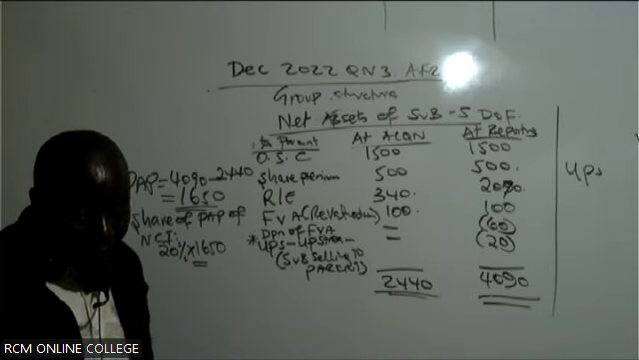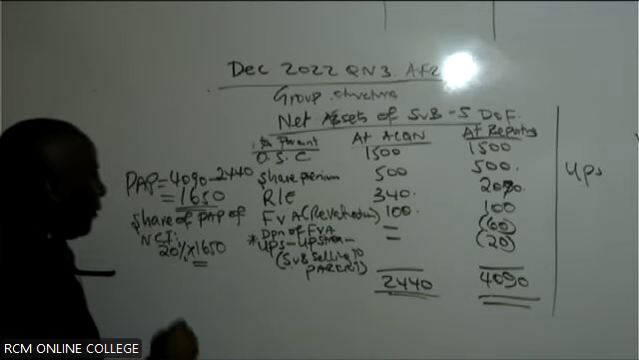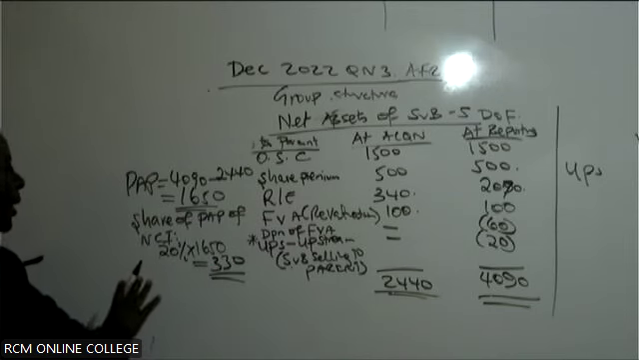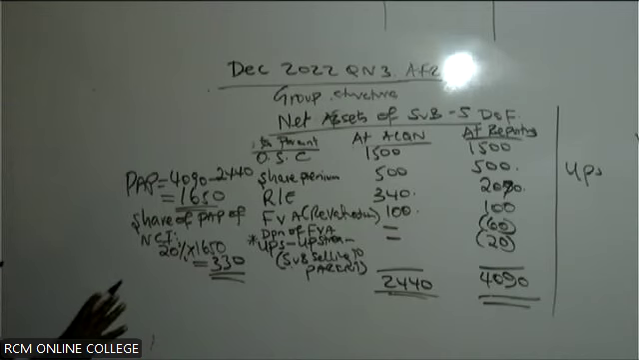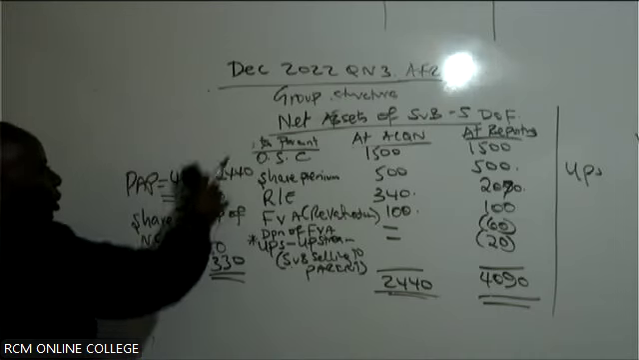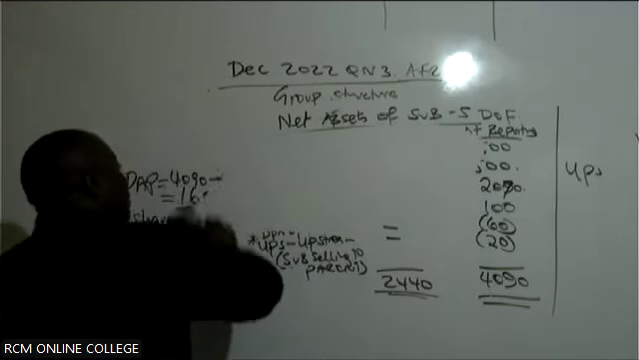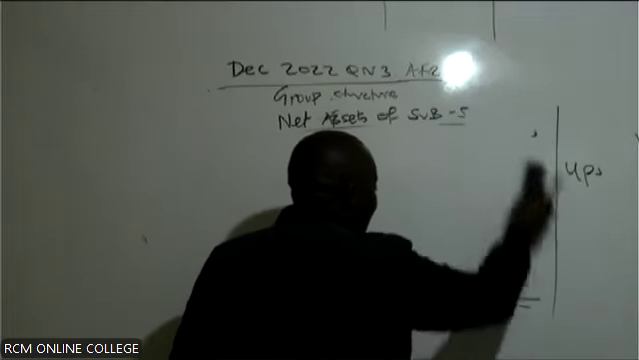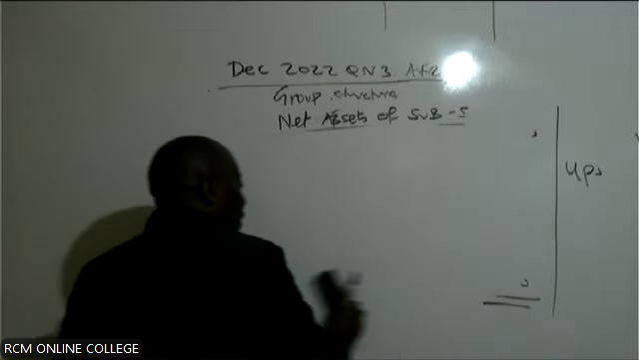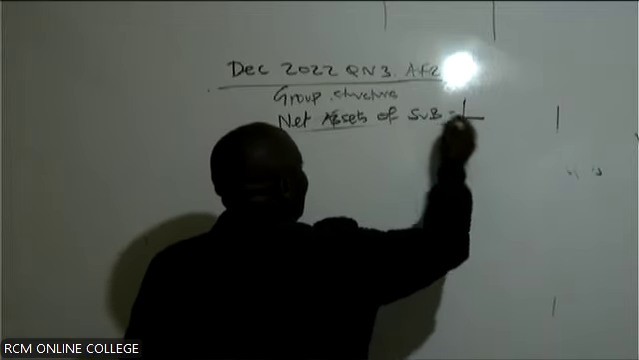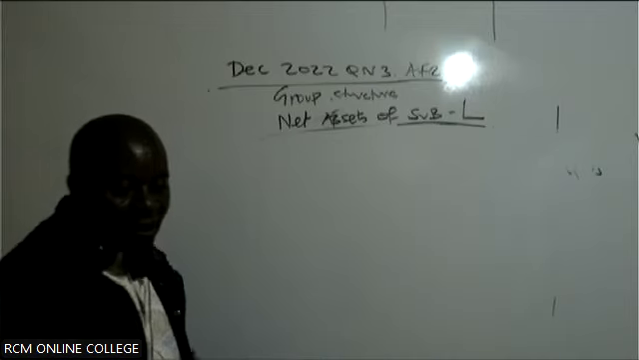So this is really, really important. 330. I'll not even be interested in what the parent is getting. I'll be interested in getting the NCI's share of PAP. Now from there, remember, how many subsidiaries do we have? We have 2 subsidiaries. So I'll also do the valuation of the other subsidiary. So now we are looking at net assets of subsidiary L.